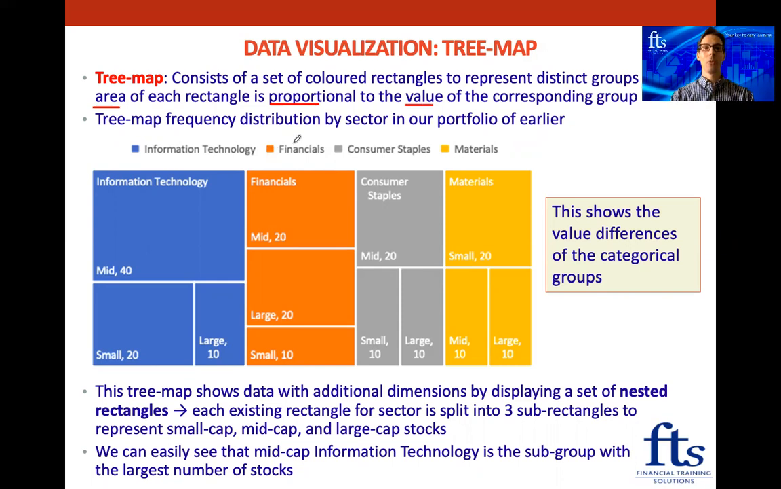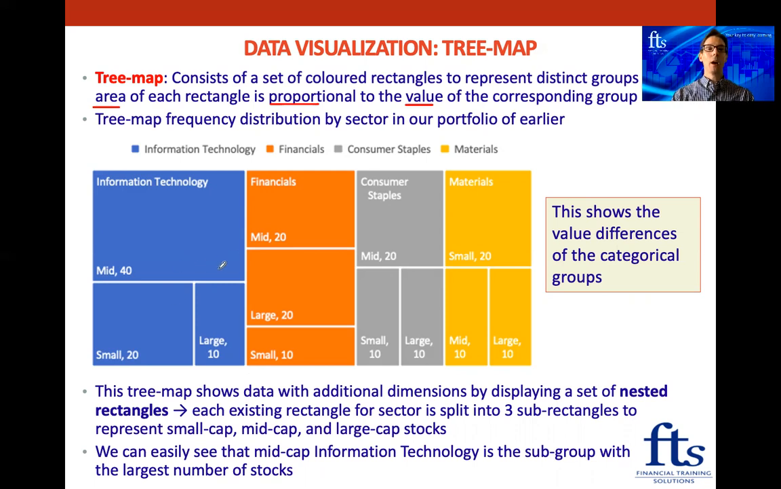So if we do it for our portfolio, then we can see here that we've got four different colored rectangles. The IT one over here is in blue, and as we know, IT stocks was the biggest sector, so that's going to be the biggest rectangle. Then we've got the orange one over there, it's smaller, and then the consumer staples also smaller, and then the materials one over there is also pretty small. So this shows us the value differences of our categorical groups, and that's what's great about this tree map.